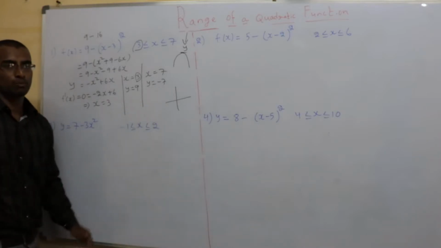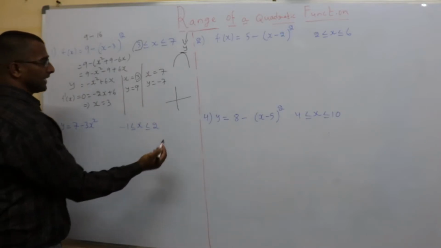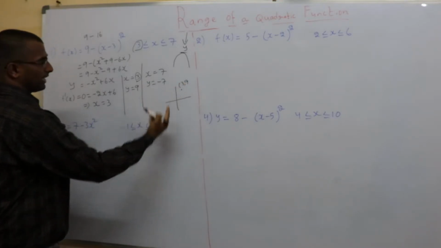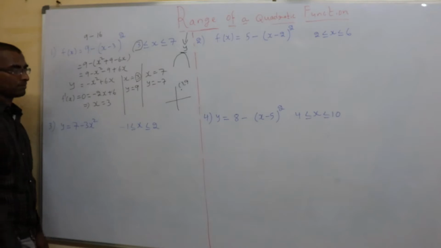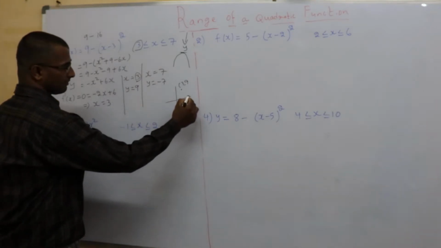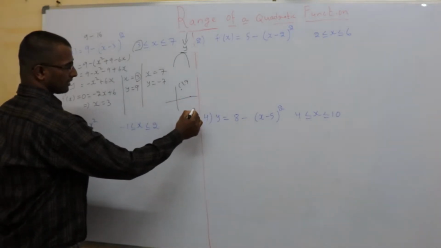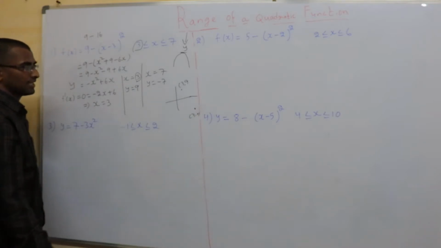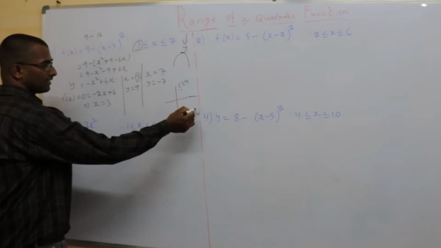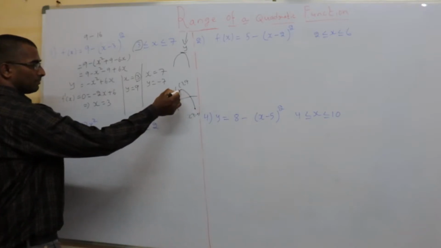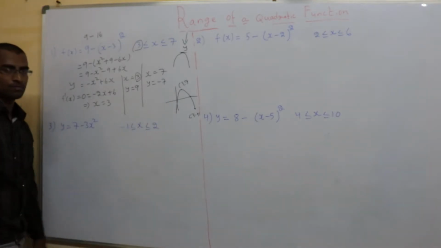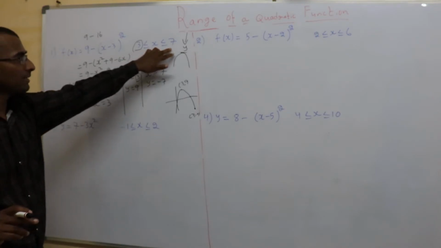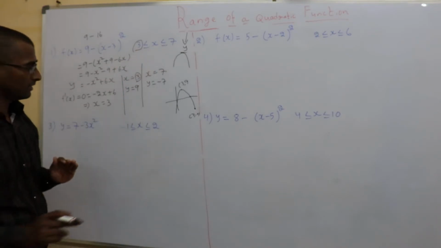Now plot these 2 points. 3 and 9 will be, let us say, here. And where will 7 and minus 7 come? 7, minus 7 will be here, let us say. So how is the graph? At 3 it's taking a turn. So it's moving up, it's taking a turn like this. Clear so far? Now, my graph should lie between 3 and 7 only.